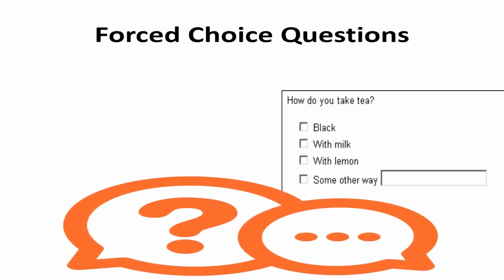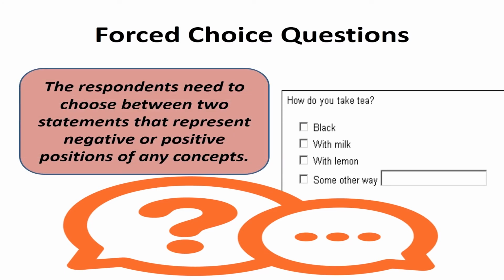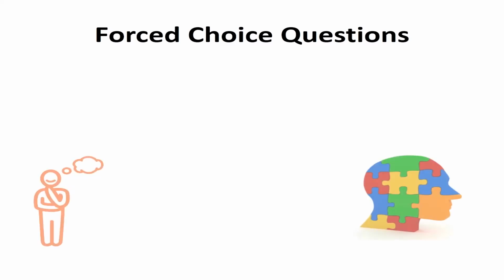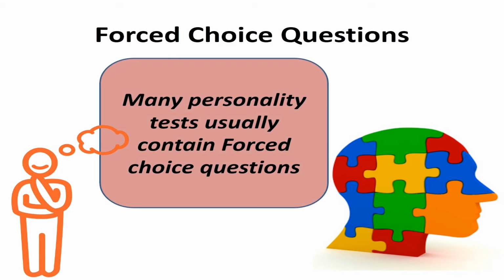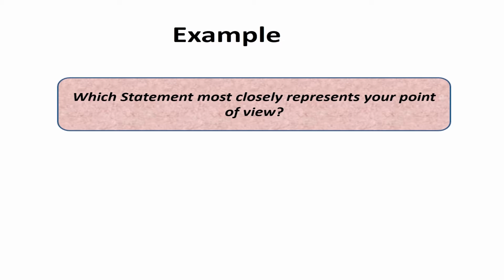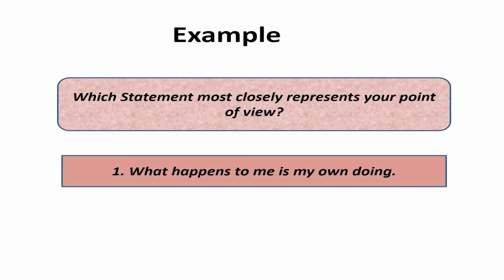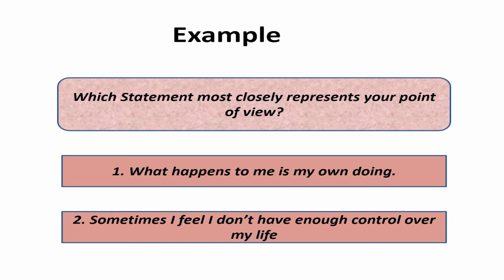The next type of questions are forced choice questions. Here, the respondents need to choose between two statements that represent negative or positive positions of any concepts. Many personality tests usually contain forced choice questions. For example, which statement most closely represents your point of view? The first being, what happens to me is my own doing. Second is, sometimes I feel I don't have enough control over my life.